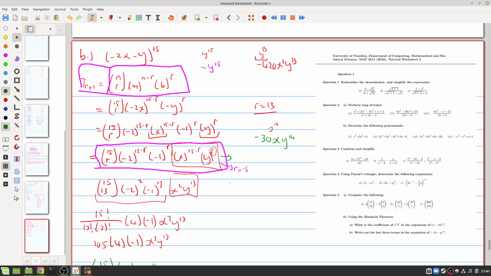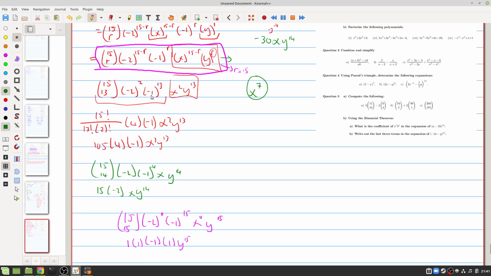Let's do one more question. What is the coefficient for the term with x to the power 7 in this expansion? Okay, so once we get to this spot here, now we just say x to the power 7. So that's the exponent for x. So 15 minus r must be equal to 7, which means that r equals 8. So all we do is replace r with 8 here, and then we find the coefficient.